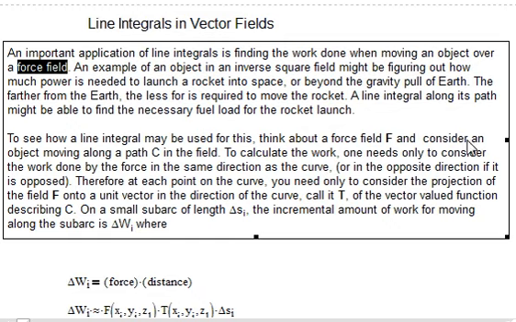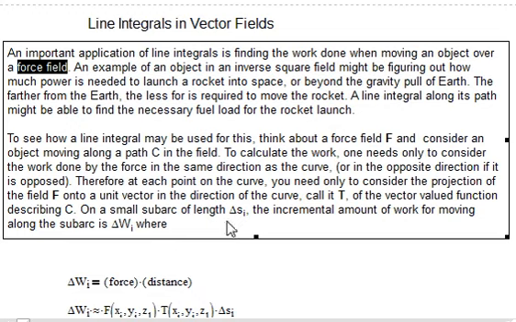Think about a force field F and consider an object moving along a path C in the field. To calculate the work, one needs only to consider the work done by the force in the same direction as the curve, or in the opposite direction of it if it's opposed. Therefore, at each point on the curve, you need only to consider the projection of the field F onto a unit vector in the direction of the curve, call it T, of the vector valued function describing the curve. Like I say, that sometimes is the hard part. How do you make that vector valued function?